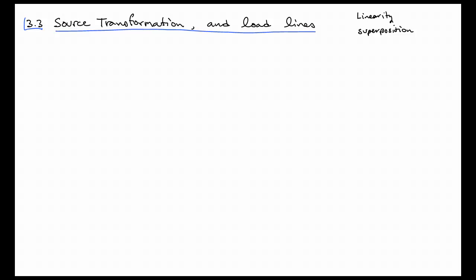Okay, so far we've looked at linearity and we have looked at superposition. Superposition derives straight from linearity, so you can only apply superposition to linear systems or linear circuits in our context. And now we're going to look at source transformation.